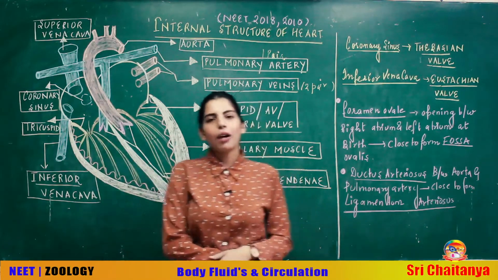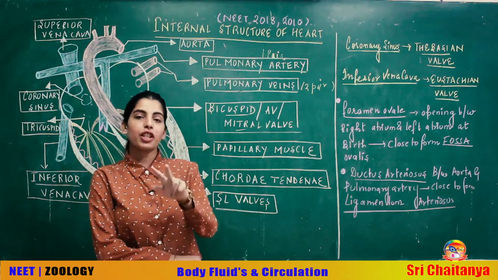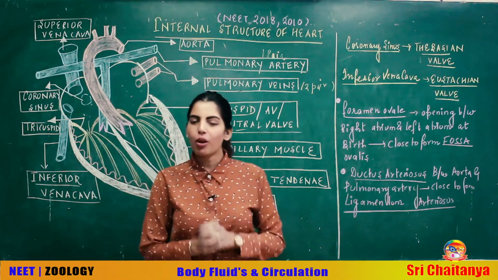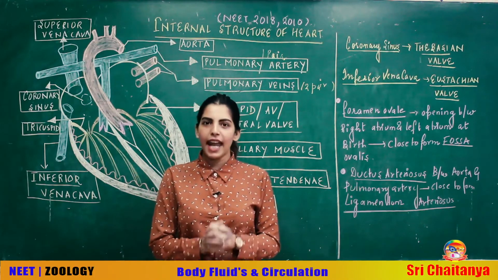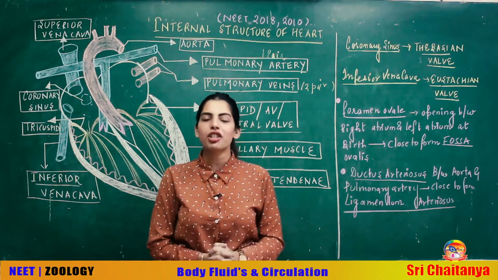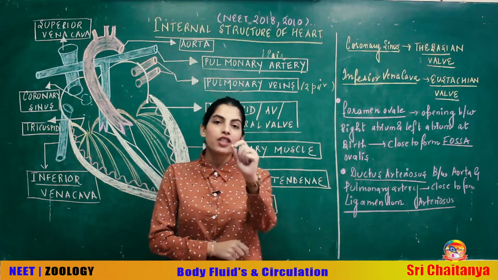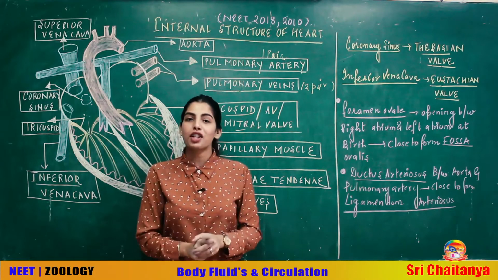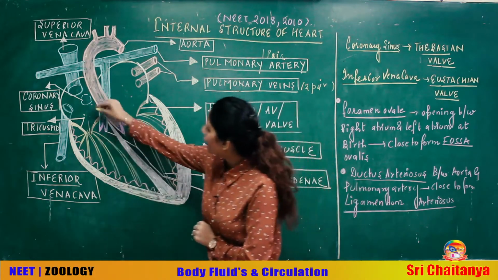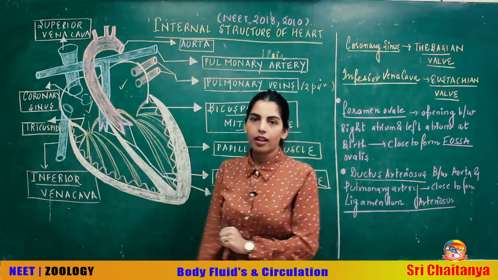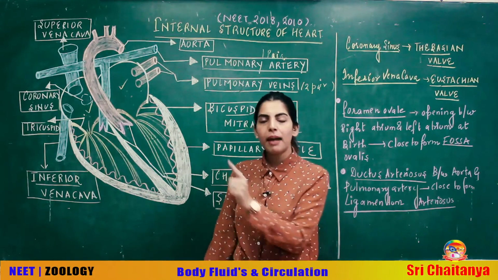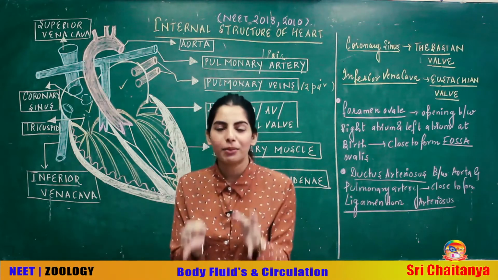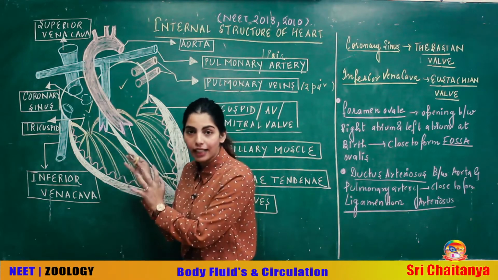Got it? Now I have mentioned two things which are seen during the fetal stage. Students, in the fetal stage, we show a type of mixed circulation. Why? Because of the presence of certain openings. During the fetal stage, we have an opening between the right atrium and the left atrium. That opening causes the flow of blood from the right atrium to the left atrium.